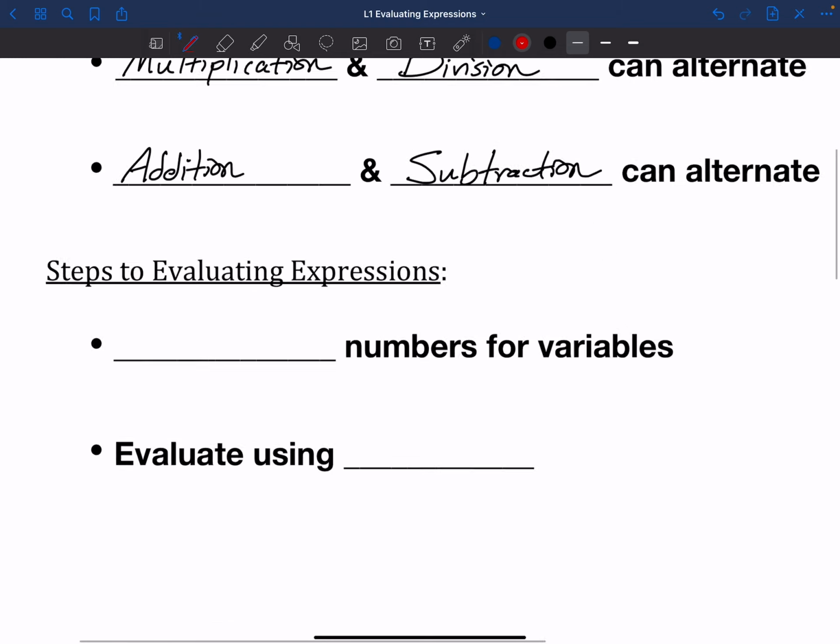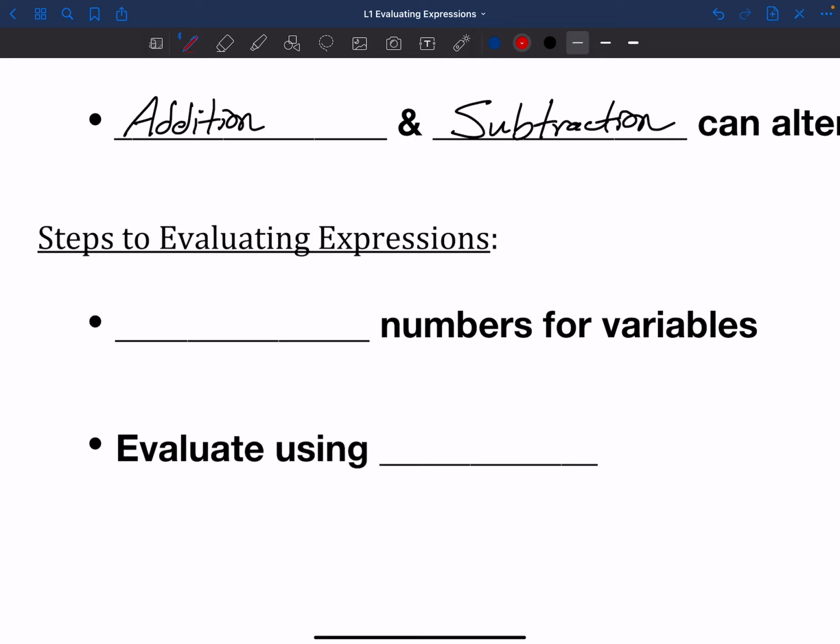All right, so where we're going to be using a lot of this order of operations stuff is when we're evaluating expressions. The steps we need to do in order to evaluate these things: we start off by substituting numbers in for variables. This is where you talk about substitution. We're plugging something in, replacing the variables with the numbers they're supposed to be. After that, we evaluate using our order of operations, our PEMDAS.